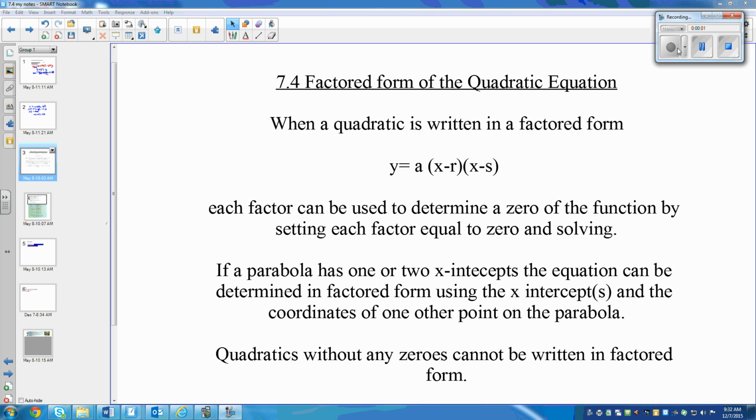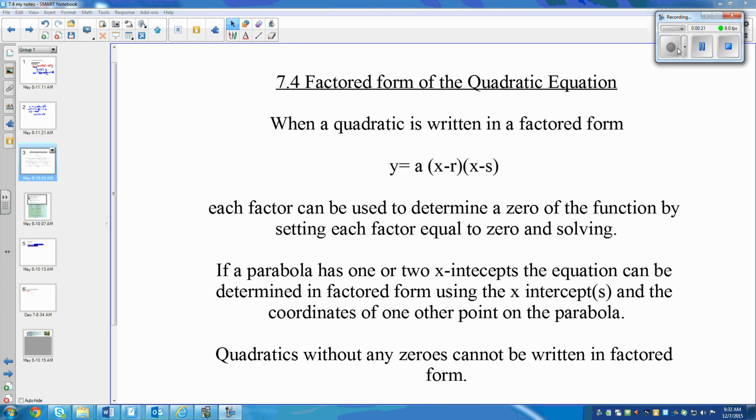So we've been building to this point. We've been solving for x-intercepts, right? Why is it important to solve for those x-intercepts? They're really nice to draw for your parabola.